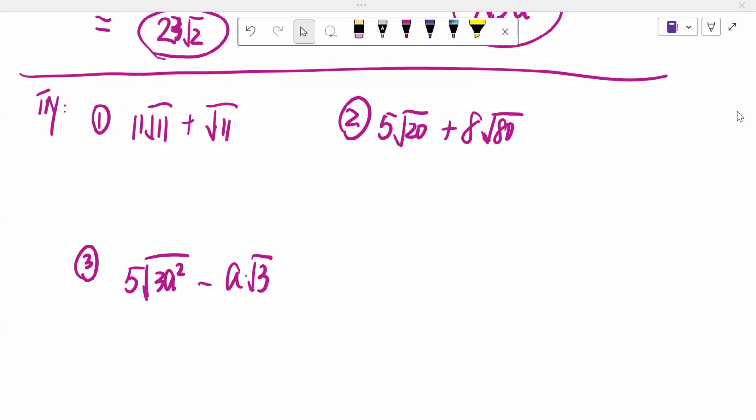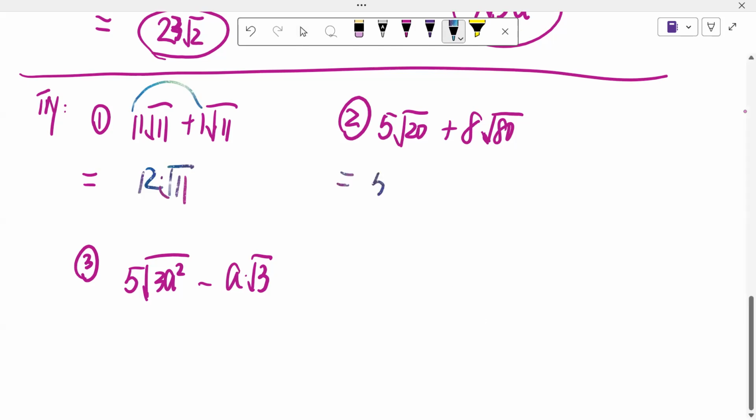And let's go over the solution. So here, that's the invisible 1 in front of the square root 11. So we're adding 11 and 1, get 12 square root 11. And the first of the square root 11, adding 11 and 1 gets 12.